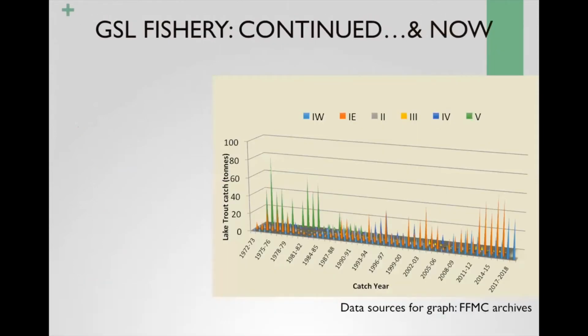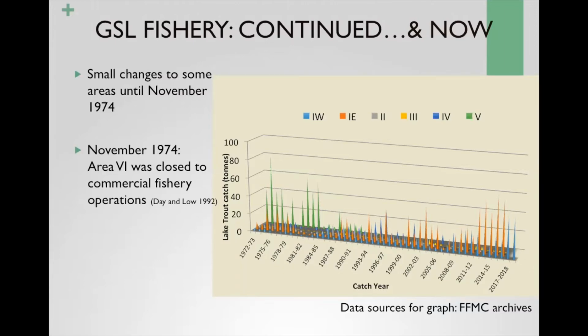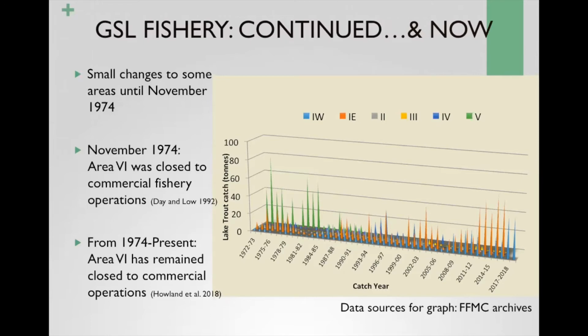Other than small closures or changes to some small areas of the lake, administration area boundaries stayed the same until November of 1974, when Area 6 was closed to commercial fishery operations, following the advice of the Working Party. Currently, this area is still closed to commercial fisheries.